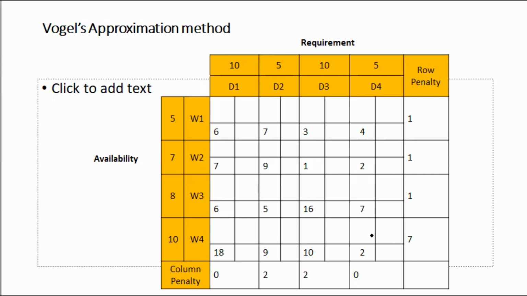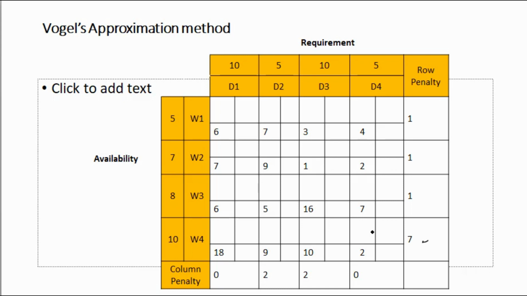Once you calculate the penalties, we choose the maximum penalty. The maximum penalty may occur either in a row or in a column. In this case, the maximum penalty occurs for the W4 row. So we look at that row and find the minimum cost, which is 2. Therefore, we start transporting the items from W4 to D4. That becomes the criterion for selecting the cell for which the allotments can be made. W4 to D4 is a cell.